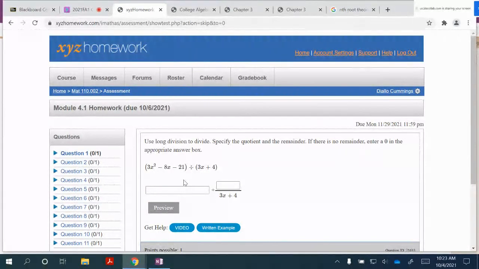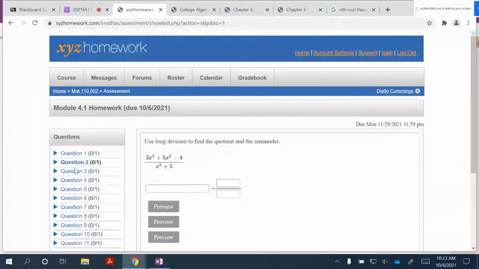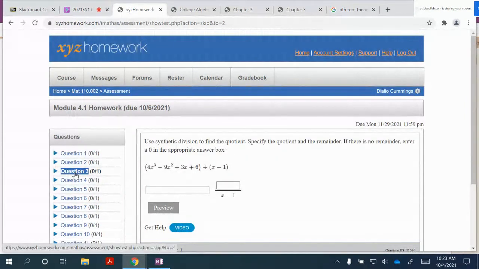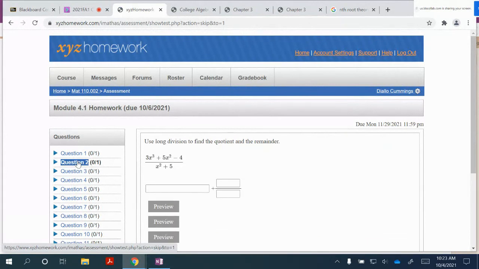Okay, let's say this. This one says use long division. That one says use synthetic division. I'll tell you what, we'll do number 2. We'll use the one that says use long division to find the quotient: 3x cubed plus 5x squared minus 4 divided by x squared plus 5. So we're going to do this problem.